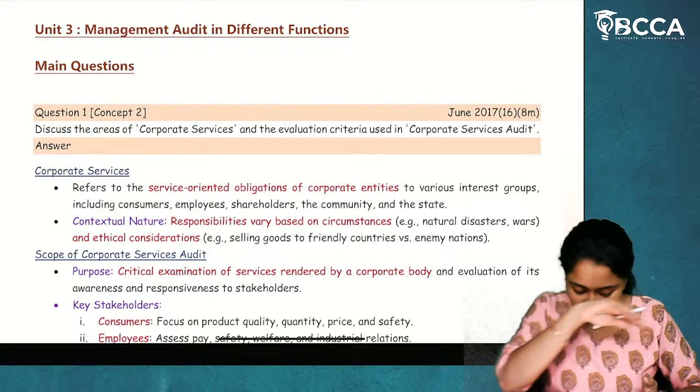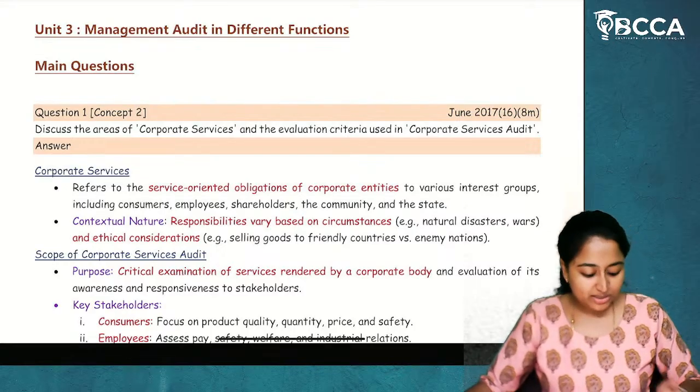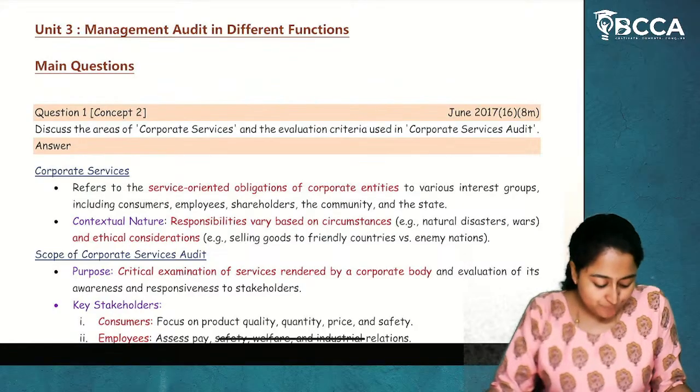Balaji, yes, very clear. CMA Sundar, yes, clear. Bhanu Teja, clear, ma'am. Okay, thank you. Thank you so much.